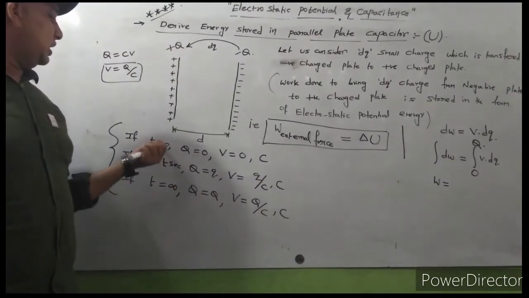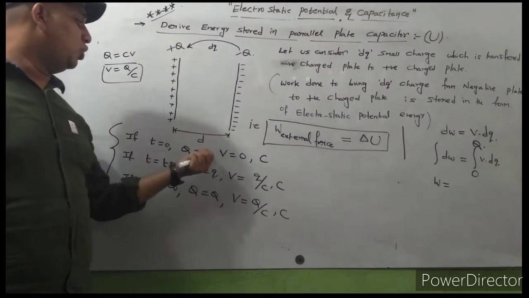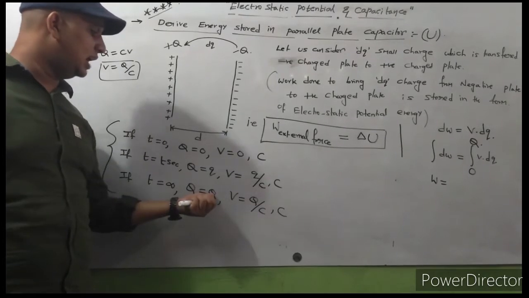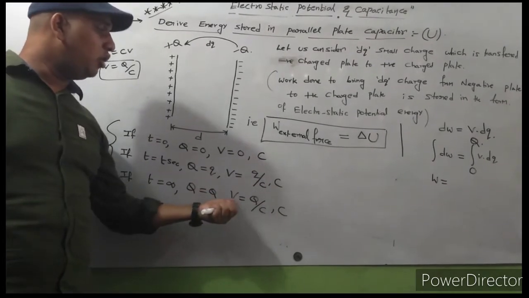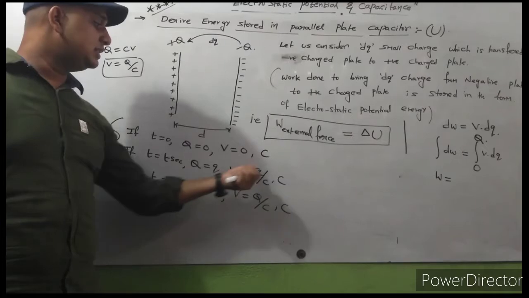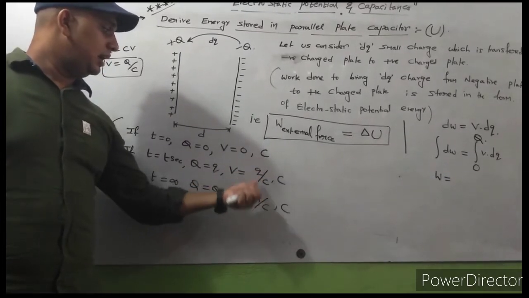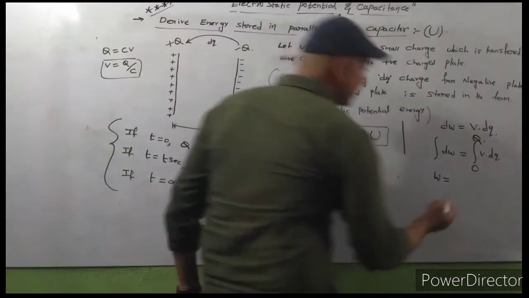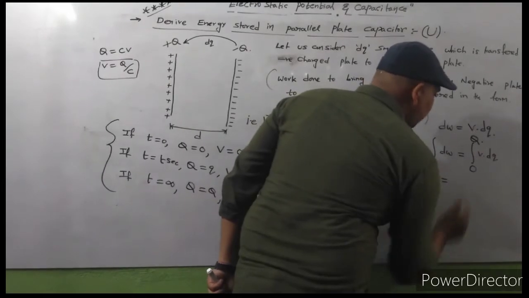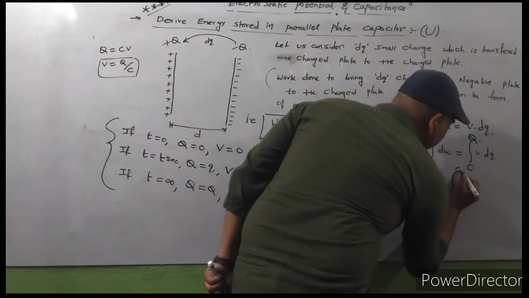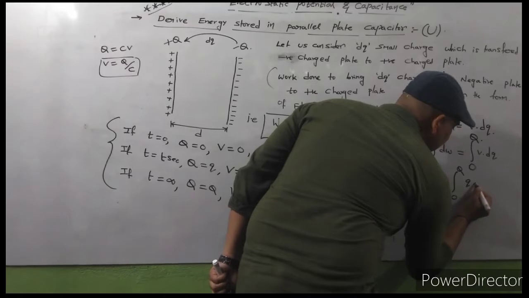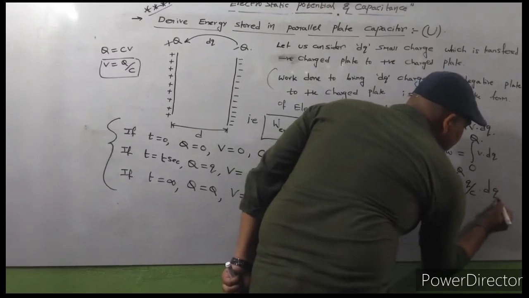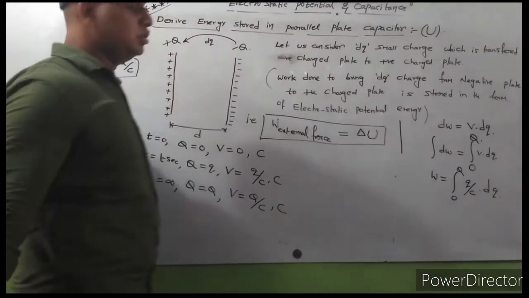So here, what is the lowest limit? 0. What is the highest limit of charge? Q. And what is the value of V here? Value of V is equal to Q by C. Then from this, W is equal to integral 0 to Q, and V is nothing but q by C into dq. So q by C into dq.